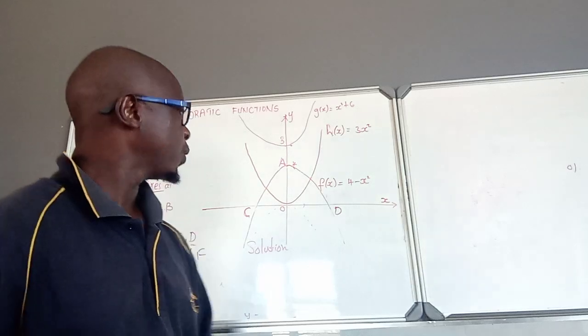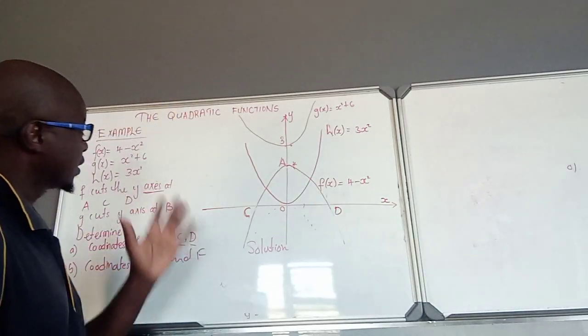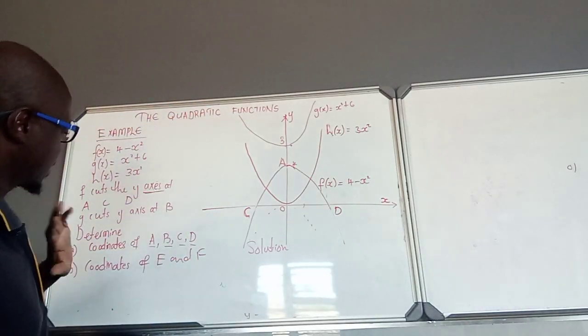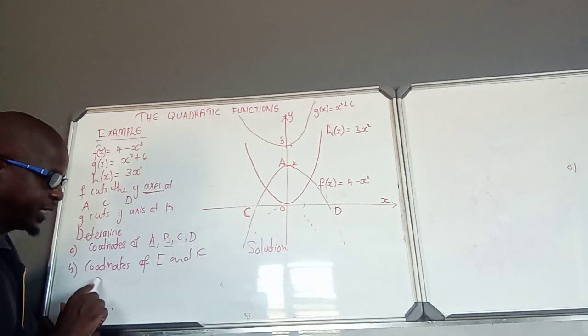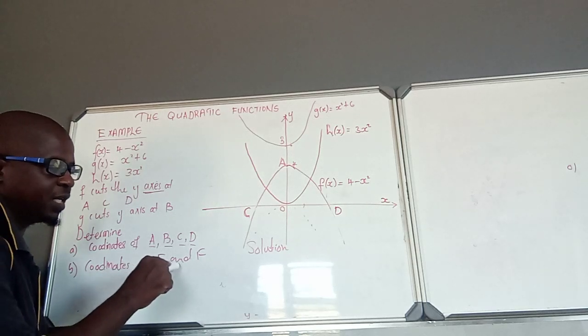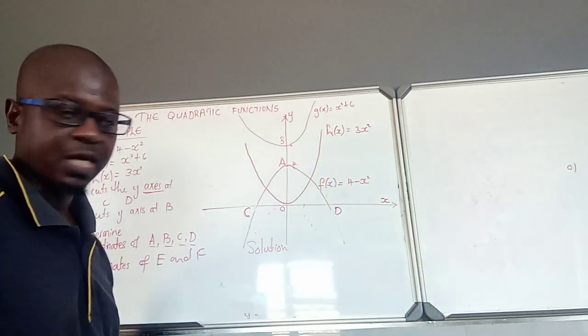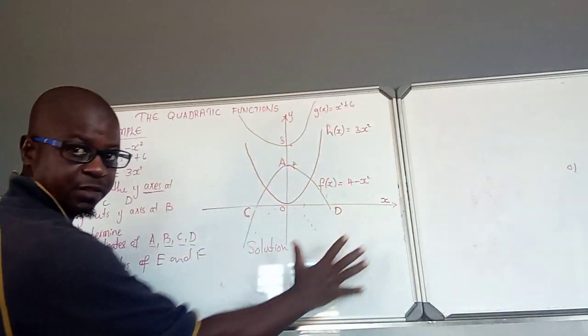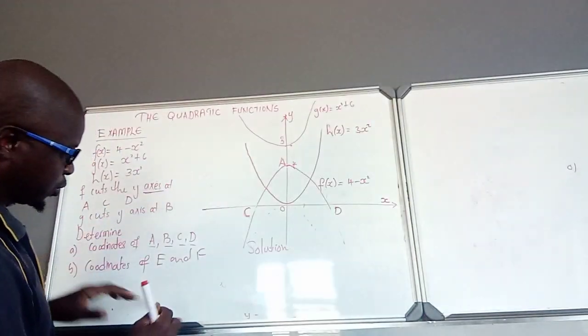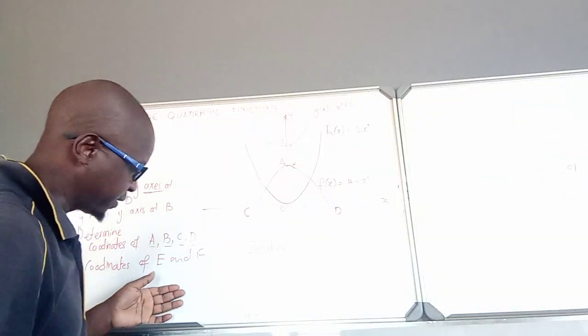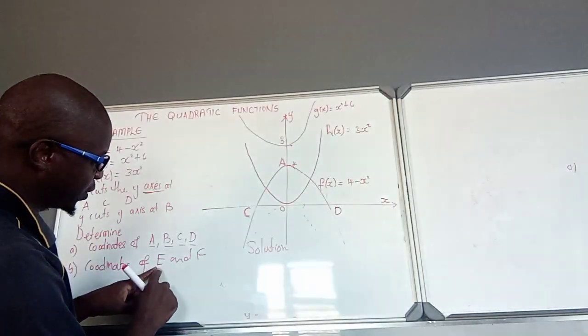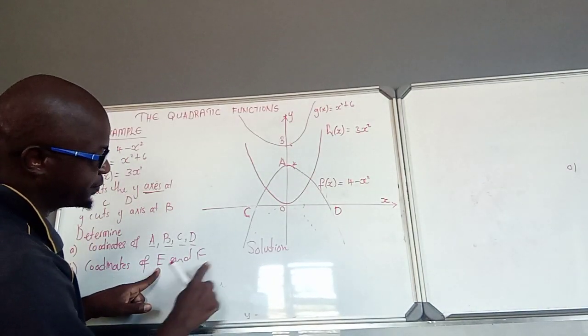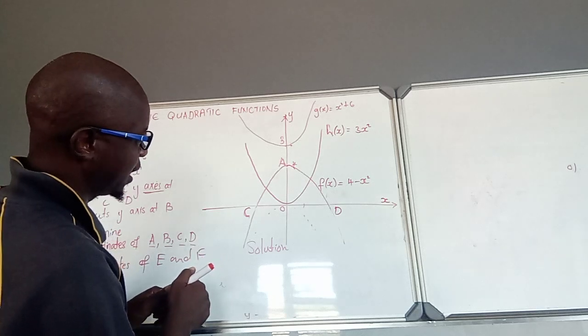In this video, we want to look at the quadratic functions. We do have an example, but we're going to start here where it says coordinates of E and F, with regard to these functions that we looked at in the previous video. Those who didn't look at the previous video, we want to find the coordinates of E and F. Where are E and F?